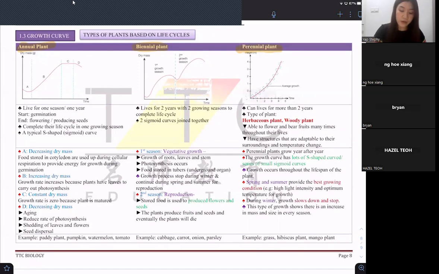So for the annual, it's very easy. Annual starts from the A, right? A is the first alphabet that we learn, so this one is equal to 1. I only have 1 year, 1 growing season, and you can see the growth curve is 1 S. So this is 1 sigmoid curve.